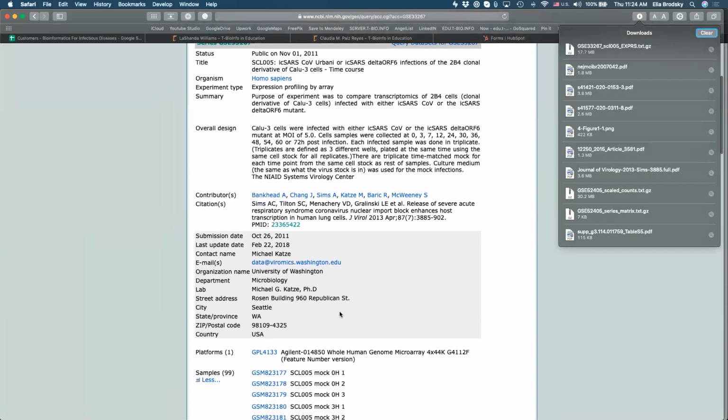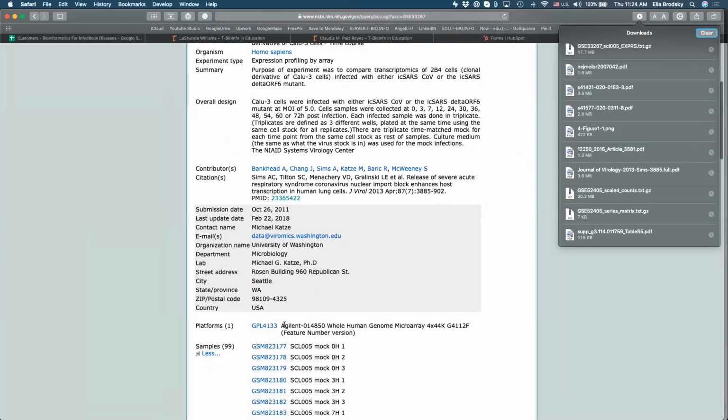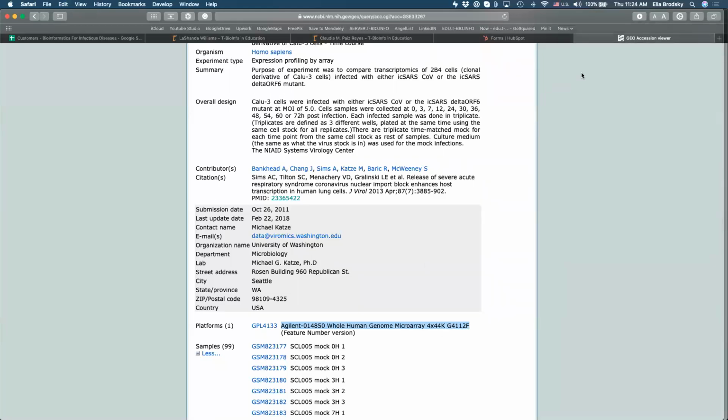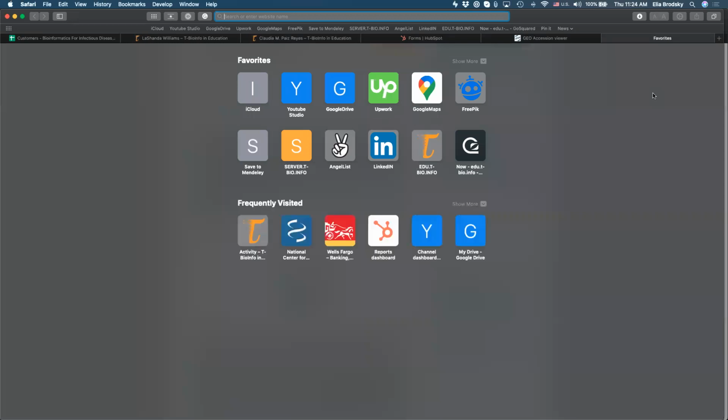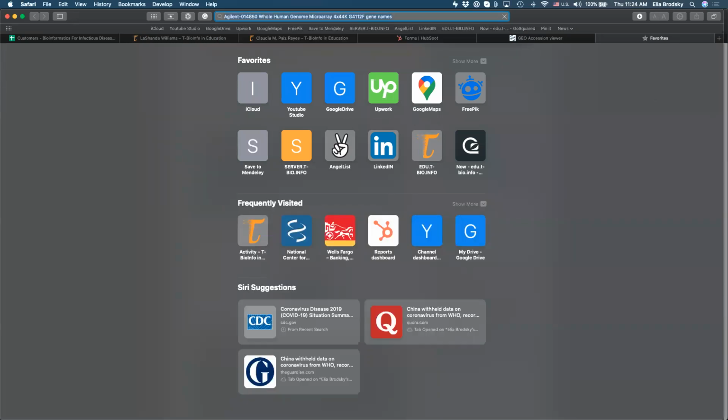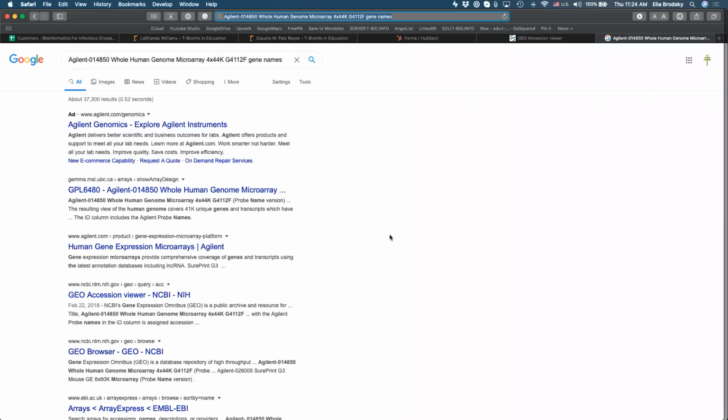profiling by array. And somewhere here, okay, so this is the platform that they used. And each one of these has a specific naming to convert those to gene names. Okay, these are going to be probe names. So you have to use an annotation process to convert those names.